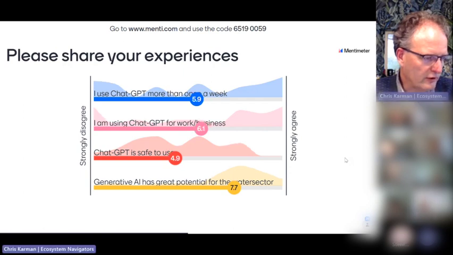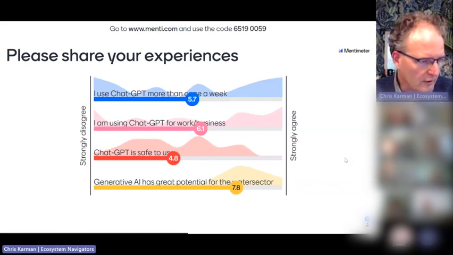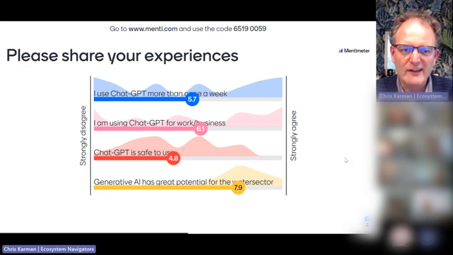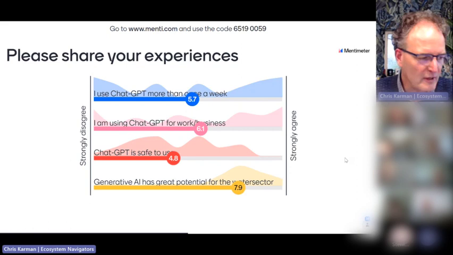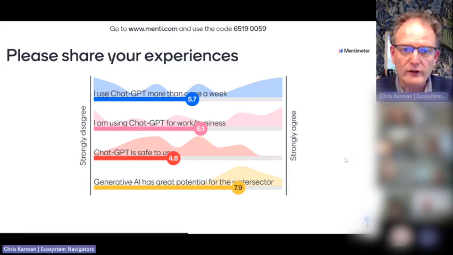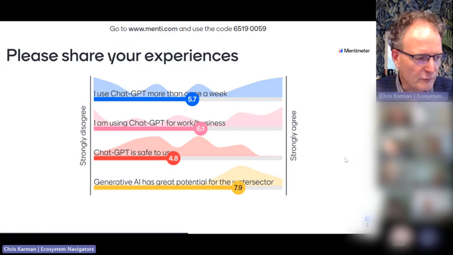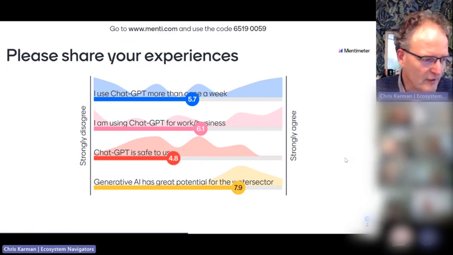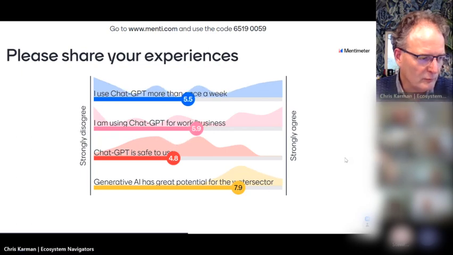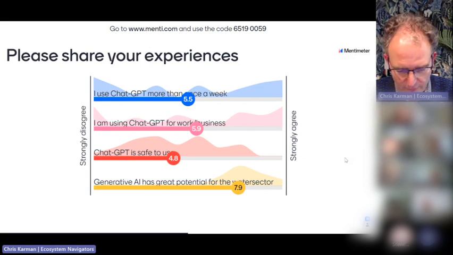If I look at this, the majority of the people here are regular users of ChatGPT or generative AI. More than once a week scores a 6, and also for work business. So it's more for work business than for private use, perhaps. Safe to use, a little bit lower score, so we're not sure about that yet, so maybe something to discuss today. And it has great potential for the water sector, and that scores an 8, so we're really convinced of that. And that's good for today's session. So let's try to identify some actions, what we can do together to bring this further in the water sector. Thanks a lot for this. We'll include it in the final report, so you can read this later on.